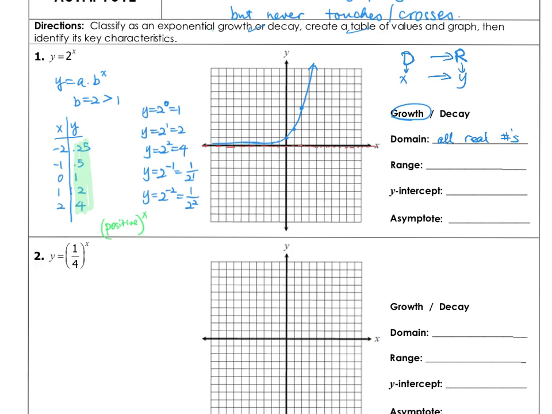The range is the y, and we said y will never go below 0. So the range is always greater than 0. The y-intercept, which is right here in red, is when x equals 0, y is 1. And the asymptote is y equals 0. That's the x-axis. I'm sorry, y equals 0.